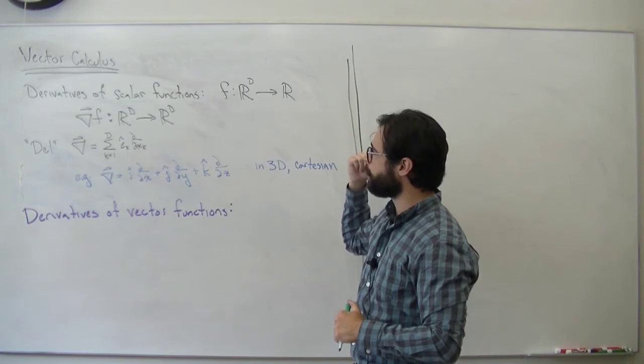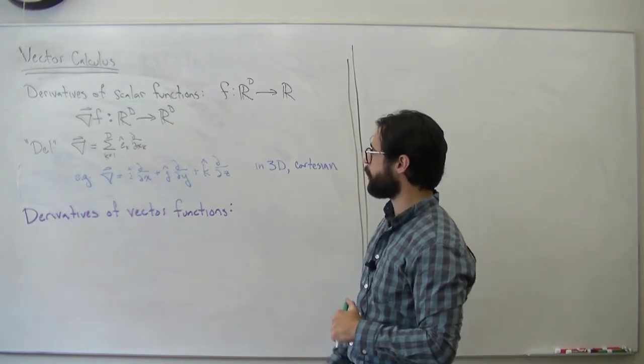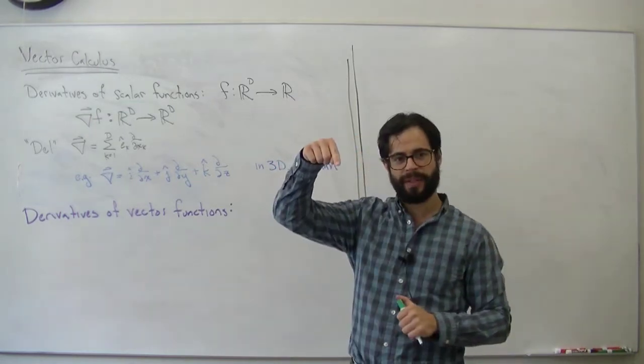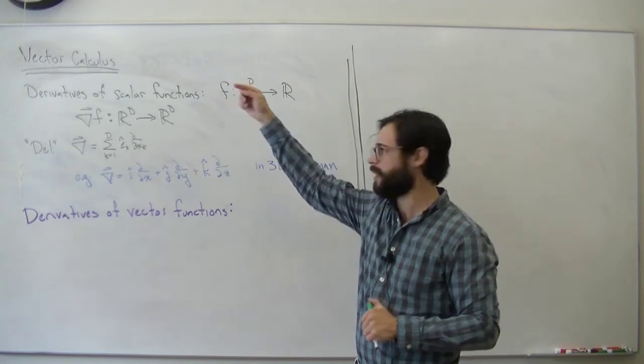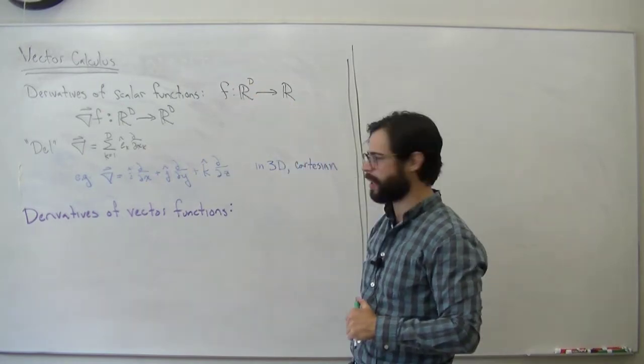For example, temperature is a scalar function. You give me a point in this room, the x, y, and z coordinate, and then I tell you what temperature it is. One number comes out.